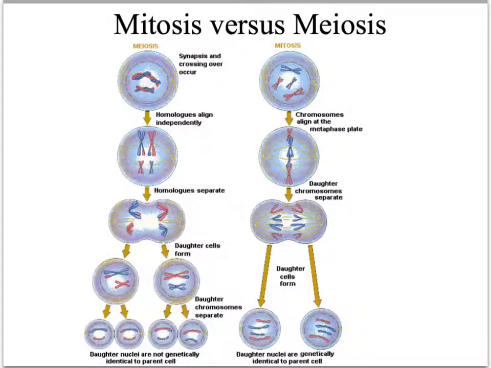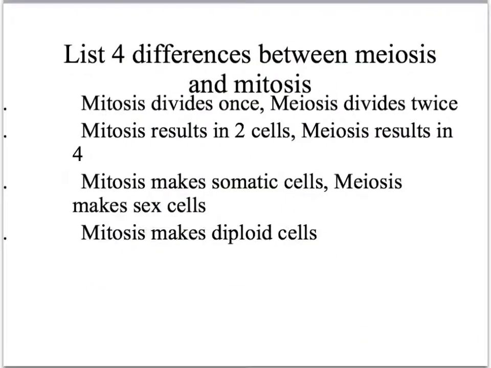On the MCAS, you might be asked to compare and contrast meiosis and mitosis. And there are 4 key differences that you want to keep in mind. One is that mitosis only divides once, whereas meiosis has 2 phases, or divides twice. The second thing to remember is that mitosis, only dividing once, results in 2 cells, whereas meiosis results in 4 cells.